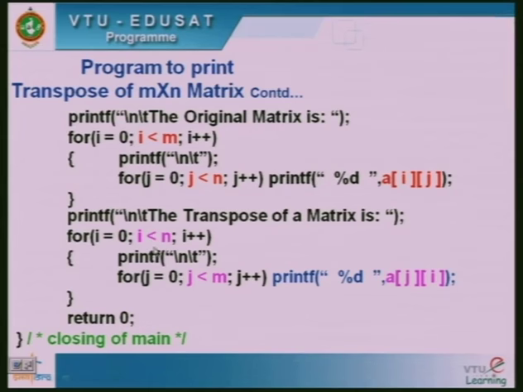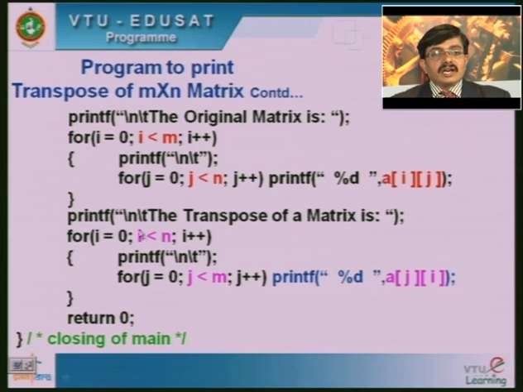So, you should keep this particular modification in mind. Since I am varying the column here, the i loop corresponds to the column and the j loop corresponds to the row. So, what I am varying is j, the first subscript.